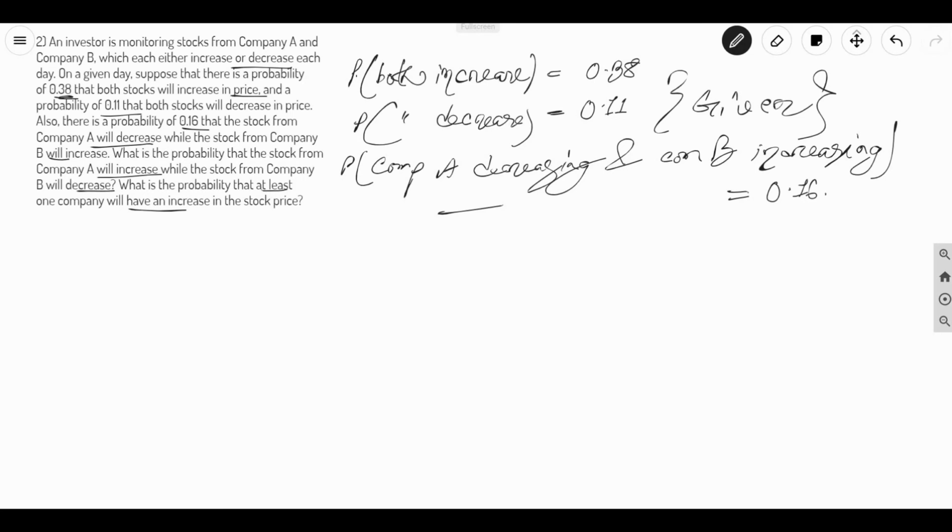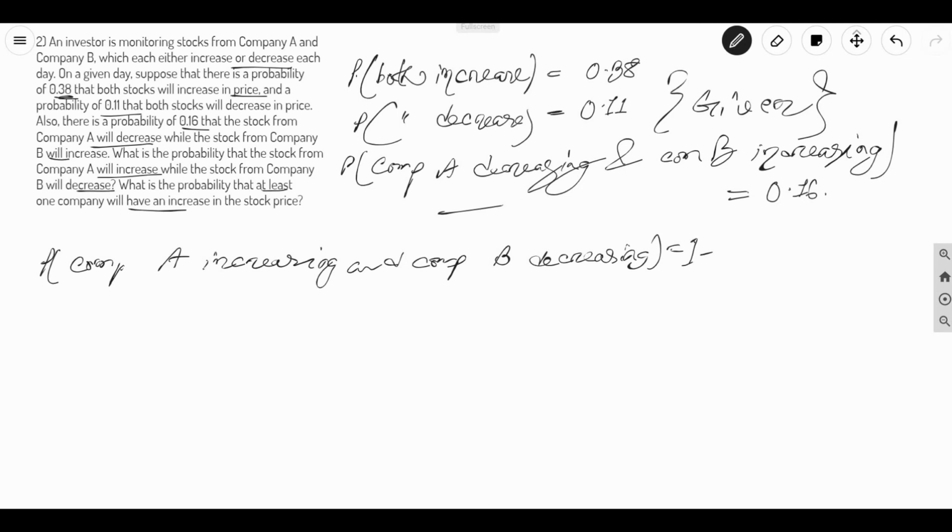So we are first told to find out the probability of company A stock increasing and company B stock decreasing is equal to what? So we can find it out by subtracting the probabilities given above. So this is the remaining option that we have, that either both can increase or both can decrease, or one can increase and the other can decrease. So if we subtract the remaining probabilities from 1, we'll get this probability. So 1 minus 0.38 minus 0.11 minus 0.16. So subtracting that, we'll get 0.35. Fine enough. So this is our first answer.